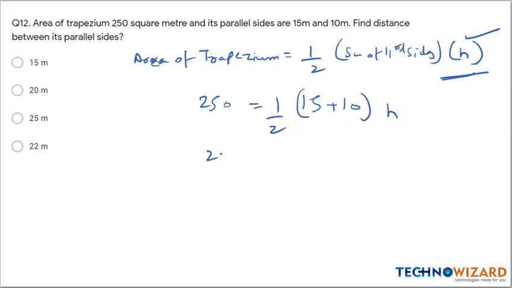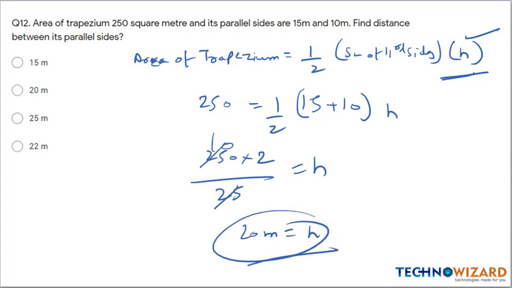Now 2 will get multiplied on the LHS, and 15 plus 10 is 25, which is equal to 500 upon 25, that is 20 meter. Then the height will be 20 meter. The distance between the parallel sides will be 20 meter. Then option B is the correct answer.